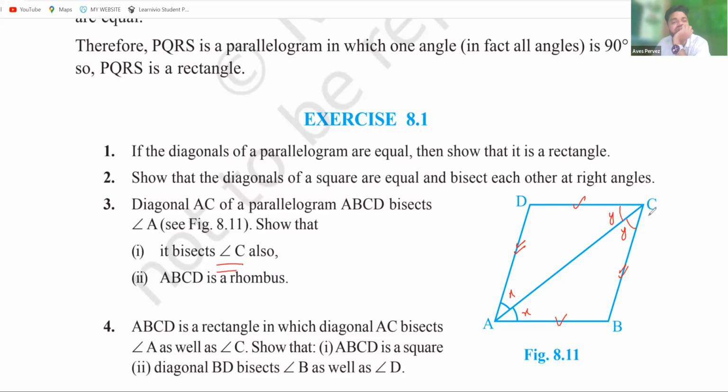Vina, you done? No, sir. It's a little confusing. Okay. Since this side is parallel to this side, AD is parallel to this side. So if it is X, then this will also be equal to X. You got it? Yes, sir. Similarly, since this side is parallel to this side, if it is X, this will also be equal to X. Let me explain one more time.